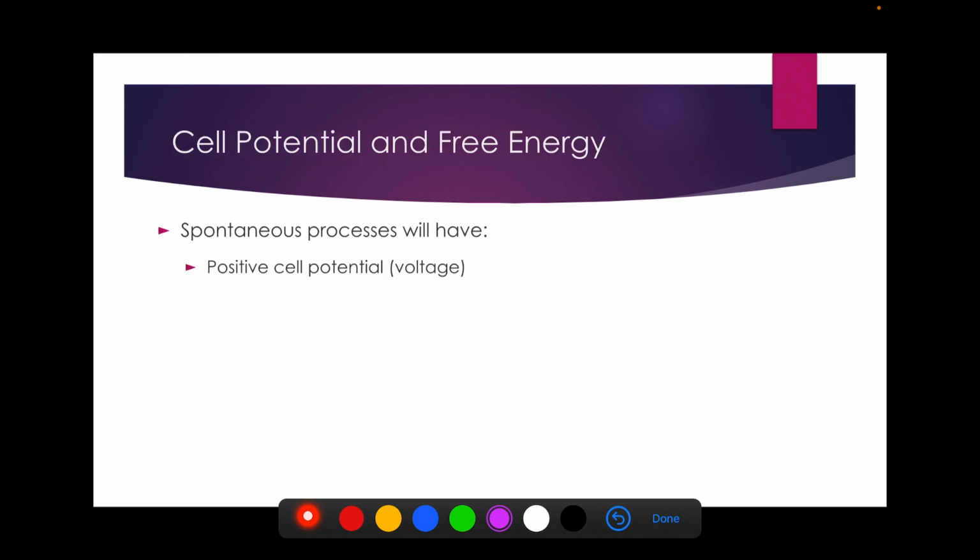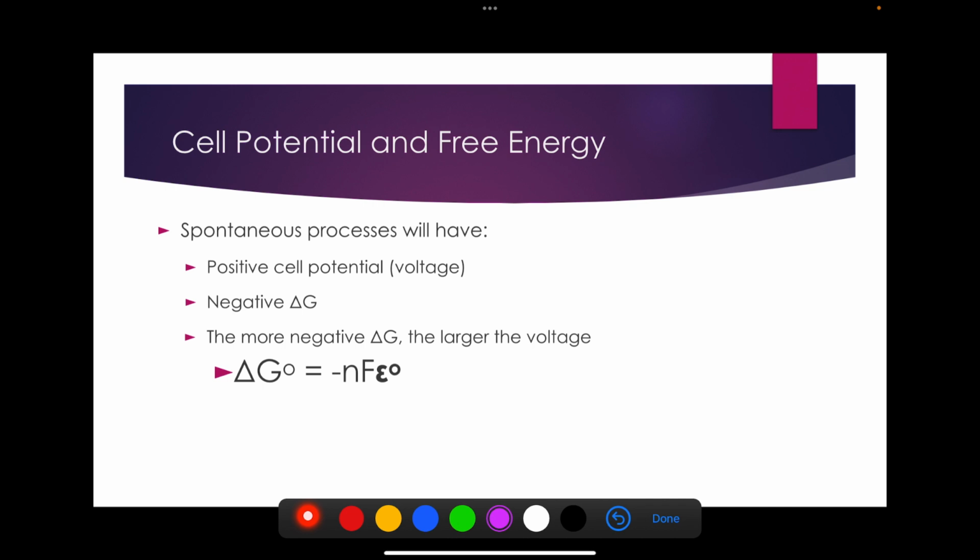So as we just said, spontaneous processes will have a positive cell potential or a positive voltage. That also means that they'll have a negative delta G. As we know, spontaneous processes have negative delta Gs, or negative free energy changes. We can also conclude that the more negative the delta G is in value, the larger the voltage will be.